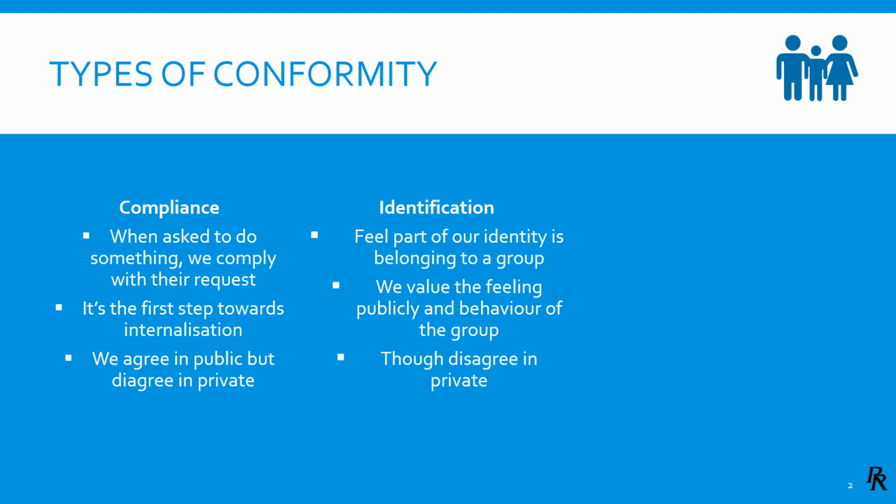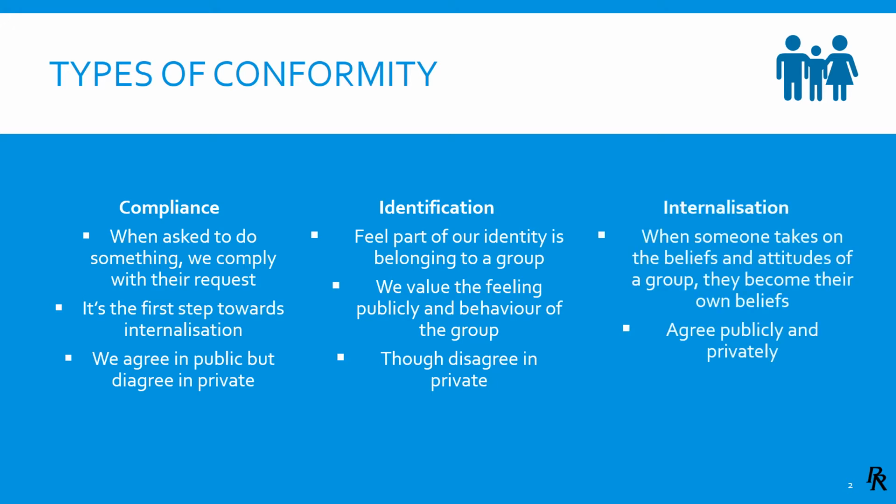And the bottom level of conformity is internalisation. When someone truly takes on the beliefs and attitude of a group, they internalise them and they become their own beliefs. They have effectively conformed. They agree both publicly and privately with the group.